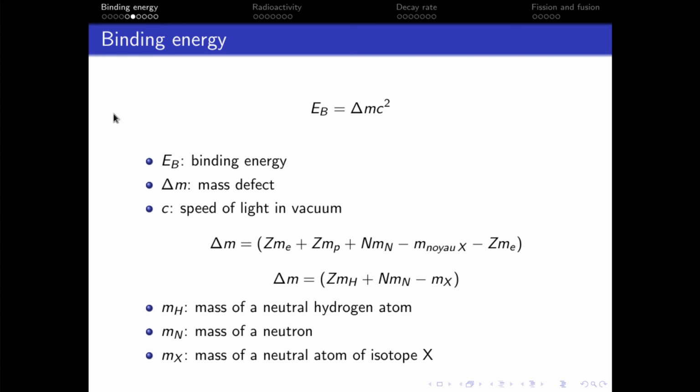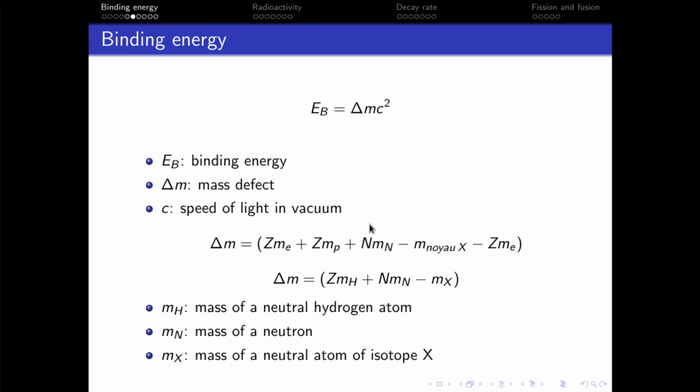So we'll define the binding energy as EB, as being how much mass we lack between the sum of the constituents and the mass of the actual nucleus, times the speed of light squared. This we'll call the mass defect. So we always compare here the mass of all the constituents.